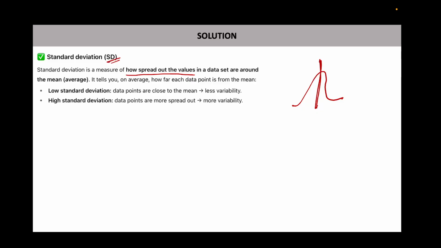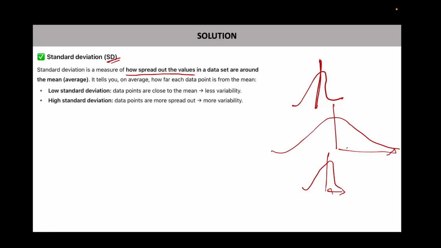Now either your data could be spread over a long distance, so that means there will be a lot of data which is away from the mean, or there could be data which is very close to the mean and the deviation is very small. This is what your standard deviation explains.